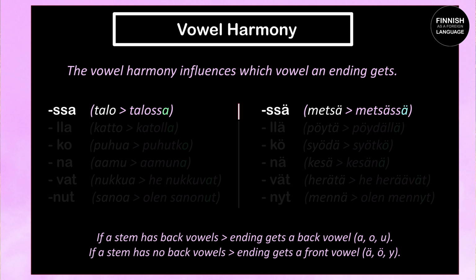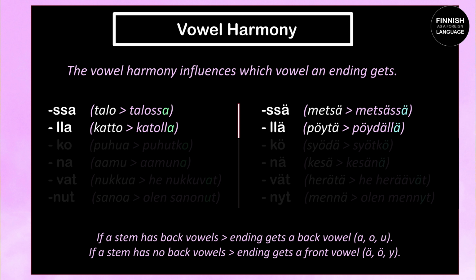Alright, now let's go quickly through the other examples. The next one is the adhesive ending lla or llä. Let's see how it works with the word katto, which means roof. So when we have the word katto and we want to add the adhesive ending to it, then we get katolla, which means on the roof.